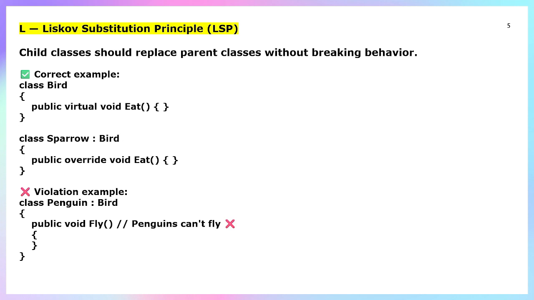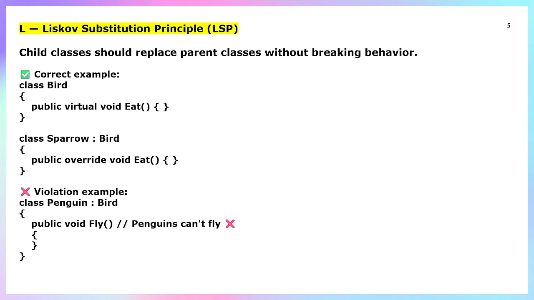Liskov Substitution principle means a child class should be replaceable by the parent class without breaking the behavior. There is a Bird class with a virtual void Eat, and Sparrow is a Bird. Public override, since it is a virtual method, we are overriding it. The sparrow bird will eat. Here you can see class Penguin: Bird, public void Fly. Here, Fly is not applicable because a penguin cannot fly, right?